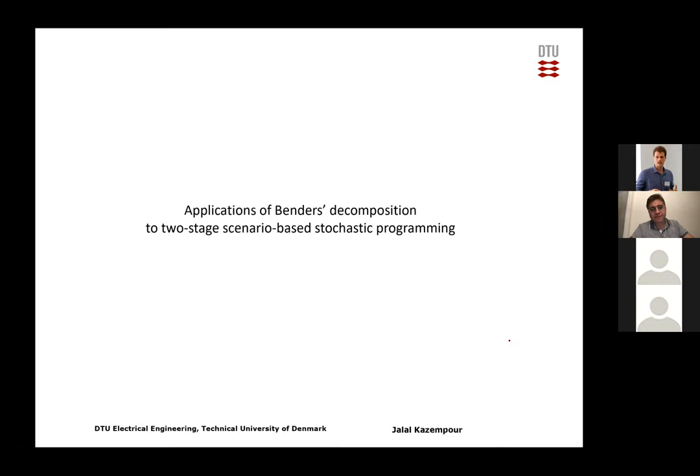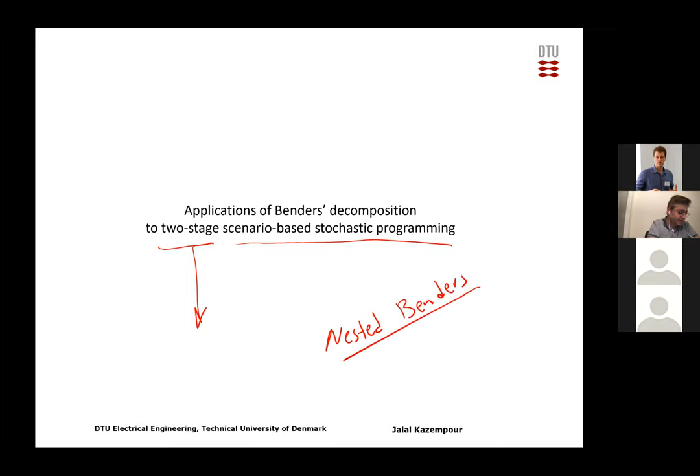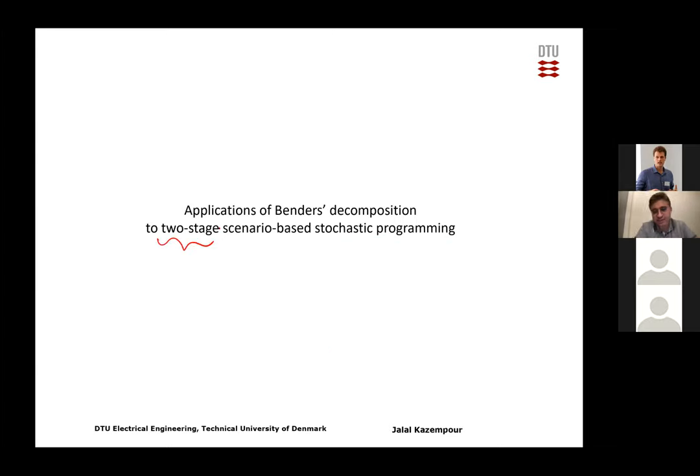Now let's talk a little about the applications of Benders decomposition to a two-stage scenario-based stochastic program. If it's three-stage or multi-stage, then we need nested Benders. I hope I'll have time after this lecture to also talk about nested Benders, which is an algorithm for when our stochastic program has more than two stages. But so far, let's assume that our stochastic program has only two stages, the first stage and the recourse stage, or second stage.